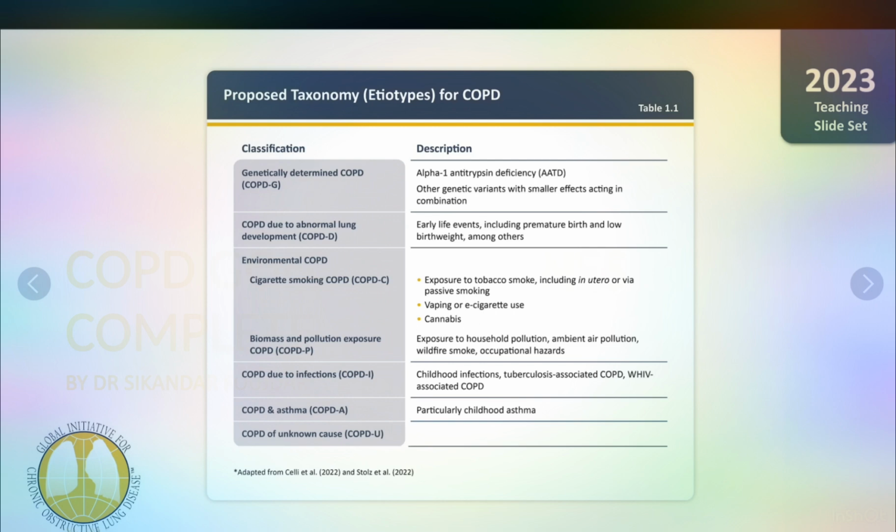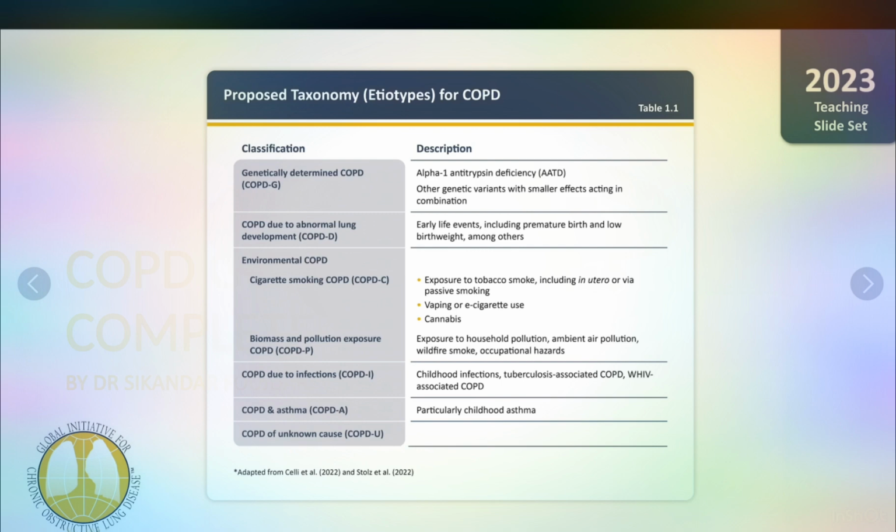COPD-D is COPD due to abnormal lung development. So D for development. It is early life events including premature birth and low birth weight, among others. Then comes COPD-E.